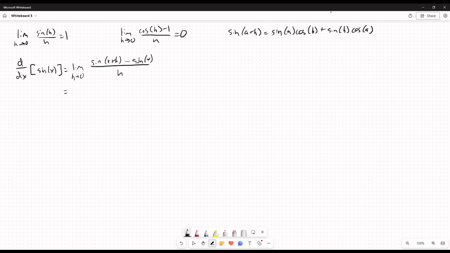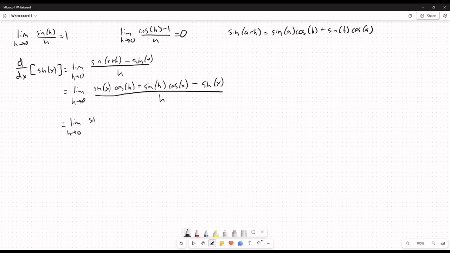The first thing we're going to do is use that addition formula. That will give me the limit as h approaches 0 of sine of x cosine of h plus sine of h cosine of x minus sine of x, all over h. One thing we'll notice is that we have two terms that have a sine of x in them. So let's group those together.